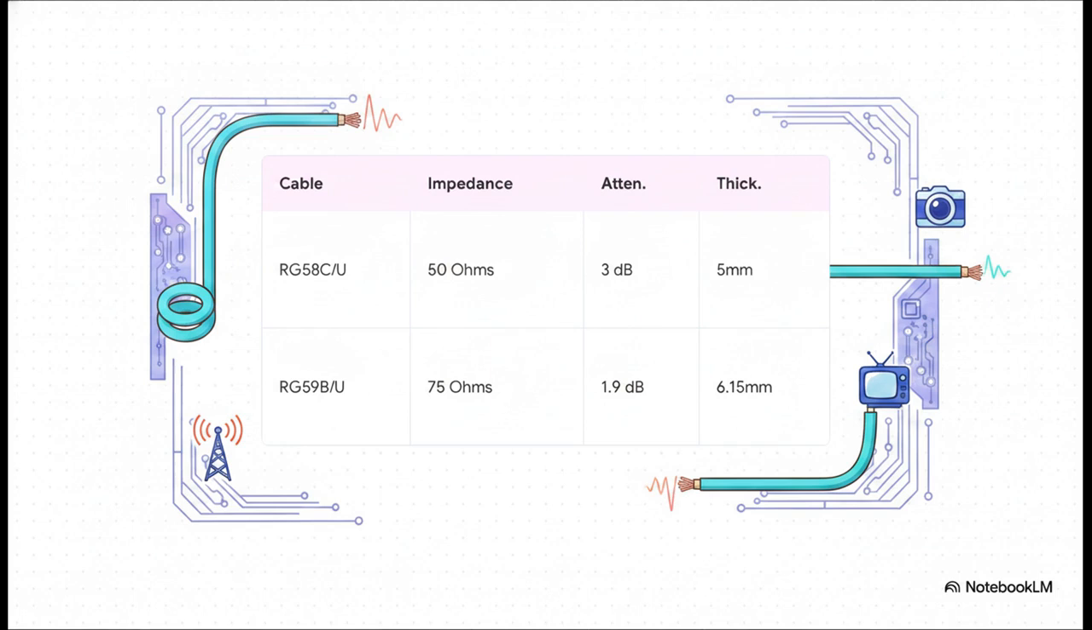But compare that to the RG59B/U. This 75 ohm cable is slightly thicker, but its attenuation is much lower. Only 1.9 decibels for that exact same 10-meter stretch. Because it bleeds out less signal over longer distances, this 75 ohm option is the undisputed champion for general-purpose video cabling.